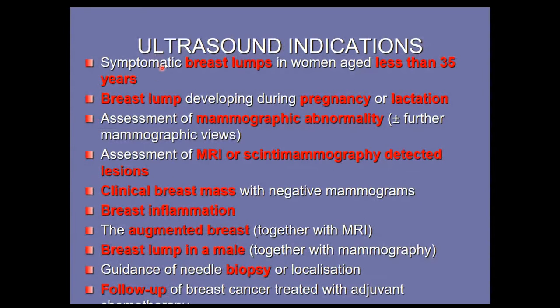Ultrasound is performed in all symptomatic breast lumps in women aged less than 35 years. For more than 35 years, we can perform mammogram also. But in less than 35 years of age, there is more fibroglandular tissue and mammogram will not be very helpful, and we don't want to give radiation to a young patient. That's why in women less than 35 years of age we perform ultrasound. Other indications are breast lumps developing during pregnancy, assessment of mammographic abnormalities, test of MRI or CT mammography connected lesions, and clinical breast mass with negative mammograms.